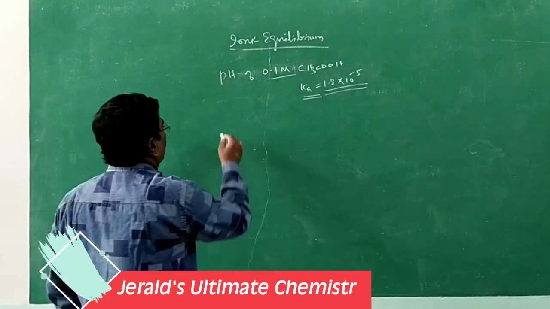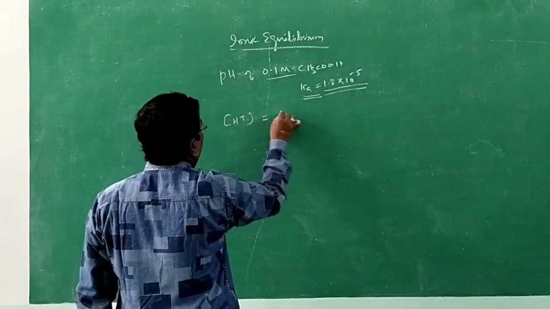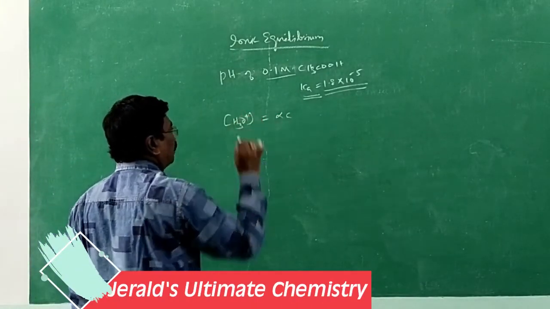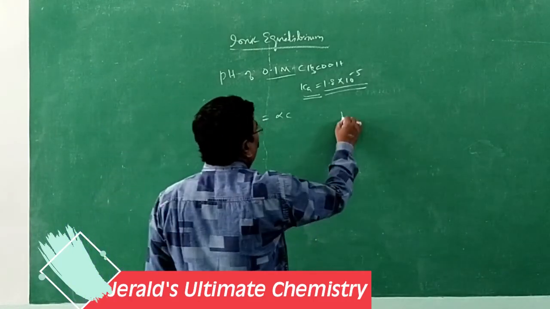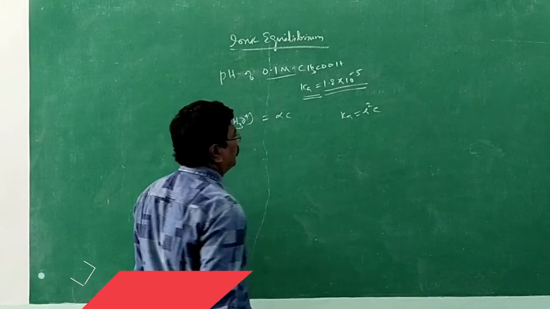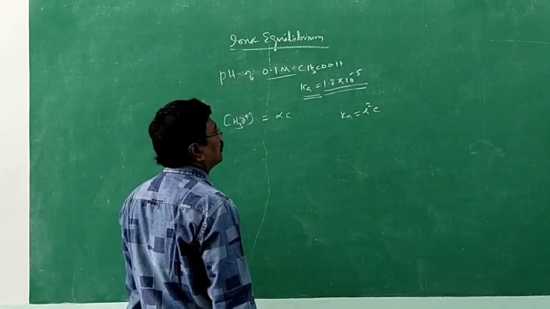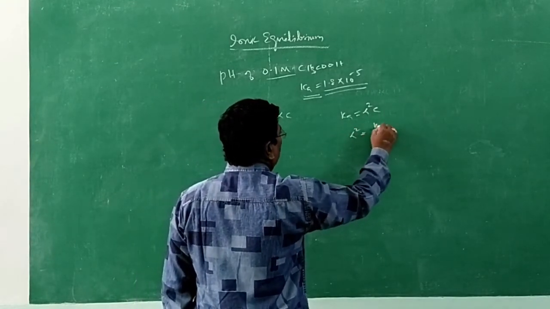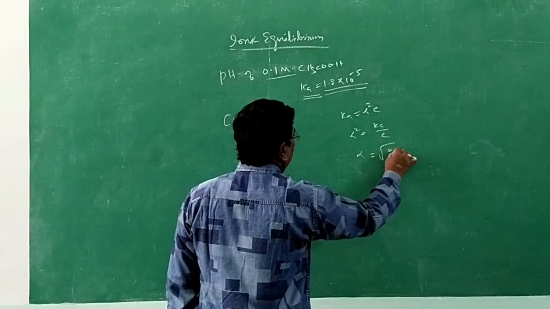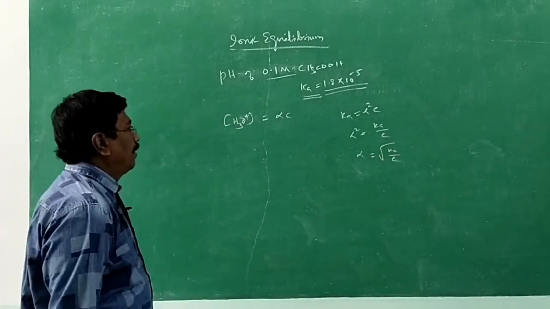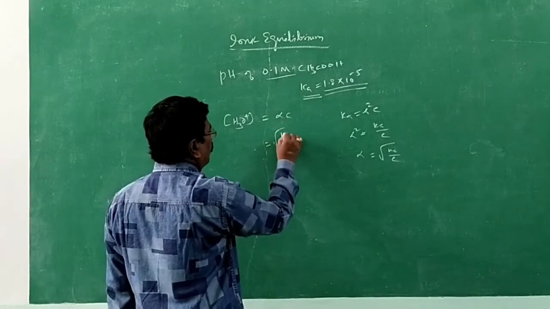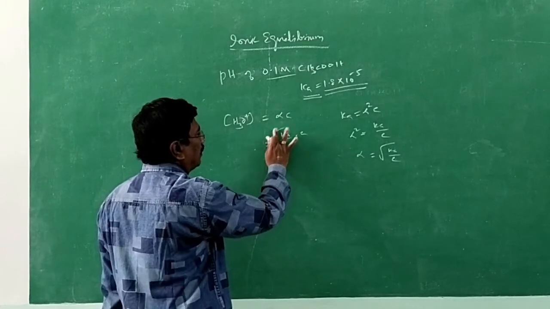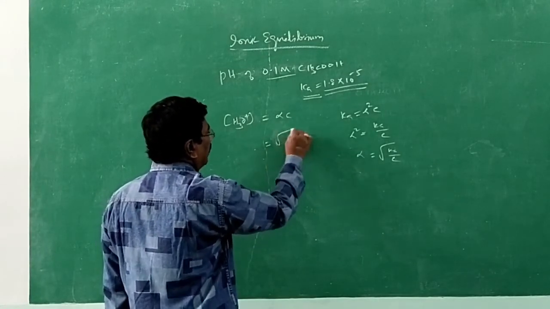How? Hydrogen concentration is equal to alpha C. That is one formula I gave. But we know Ka is equal to alpha square C. If I substitute, alpha square is equal to Ka by C, therefore alpha is equal to root of Ka by C. Substituting here, I get root of Ka by C into C. Root C and C cancel out, so root C remains. Therefore root of Ka into C. That's what I have given.